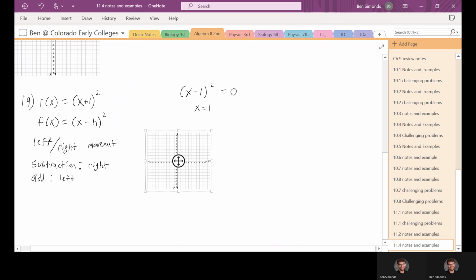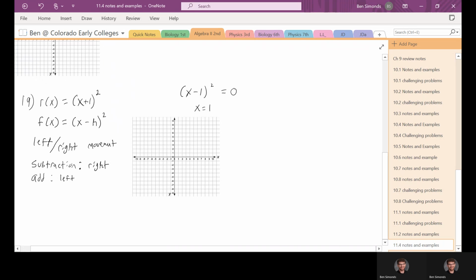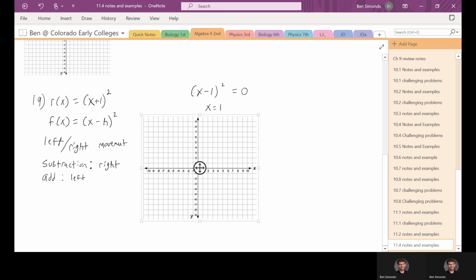So again, here's our graph. And let's get rid of this here because this was just an example I was using. That's not the actual problem we're graphing. Number 19 right here, r of x equals x plus 1 squared. That's what we're actually graphing. So let's focus on that. So x plus 1, addition, so we're moving to the left.